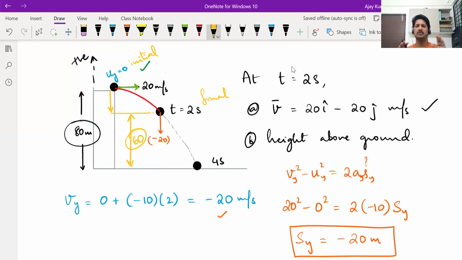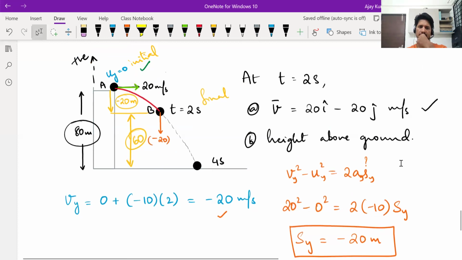Okay. Go through this once again, all of you. You were asked to find out the height above the ground at 2 seconds. So in 2 seconds, we know from where to where the ball went. Okay, it went from A to B. So for that part of the journey, we wrote the equation in the y direction. We got this as minus 20 meters. Then using that 20, we could tell the remaining height as 60 because total height was 80. Okay, hope this is clear to all of you.